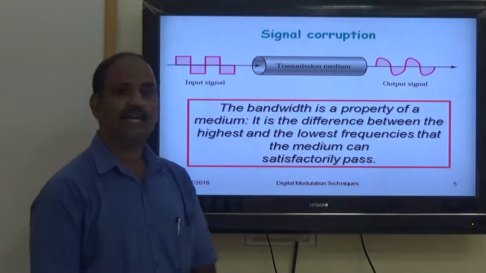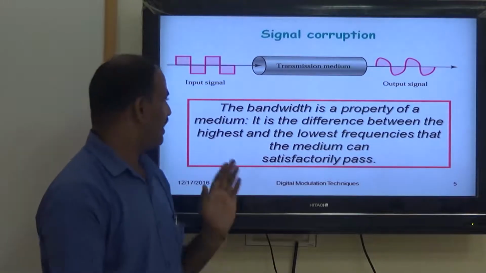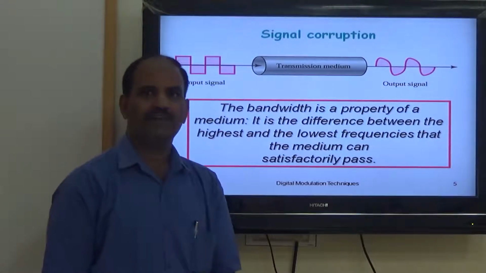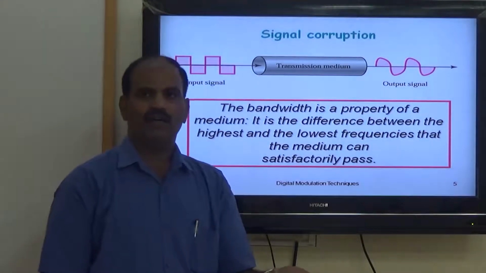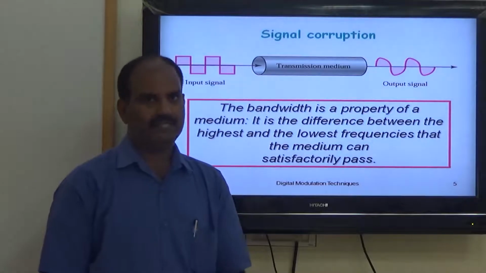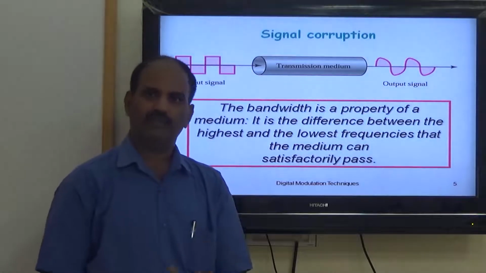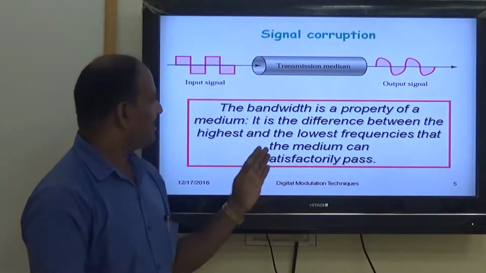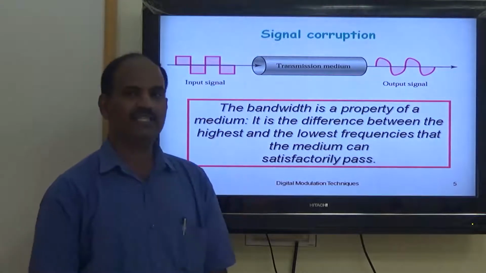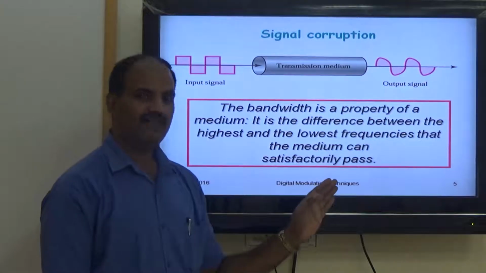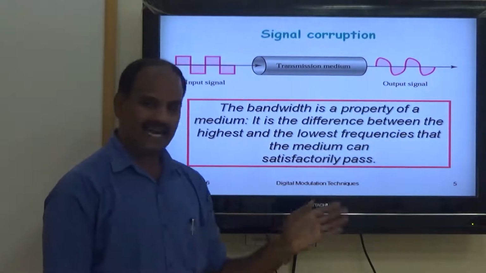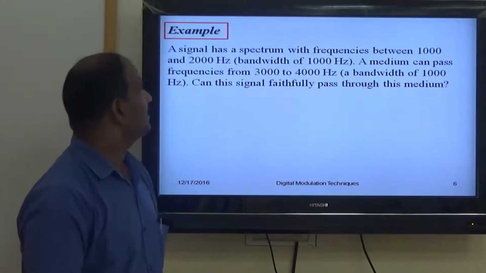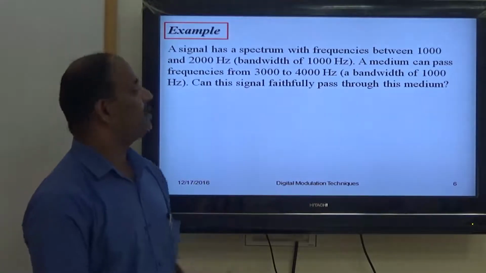The bandwidth is a major resource or property of the medium, and it should be used perfectly. Since we are in the era of digital, we have recent developments in the digital domain, such as VLSI, which offers more bandwidth. The difference between the highest and lowest frequency of the medium, which is called a channel, should be satisfactorily passed. So let us look into this small problem.